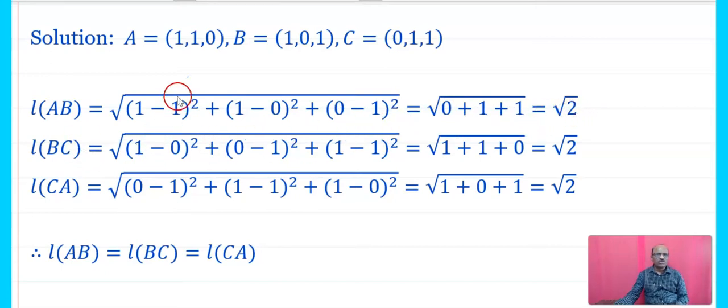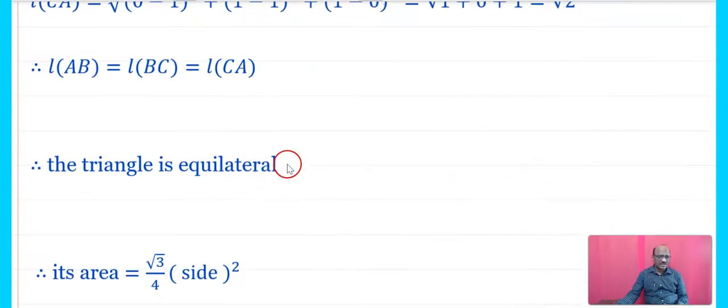BC is the root of (1 minus 0) whole square, next is (0 minus 1) whole square, and 1 minus 1, that is 0. Here is a 1 and 1 and that's 0. That is 1 plus 1 is 2, that is root 2. And the last is AC: 0 minus 1, that is 1. Next is 1 minus 1, again that will be 0. (1 minus 0) whole square, and hence we will have 1 plus 0 plus 1. That is 1 plus 1 is 2 and that is root 2. All the lengths are equal and hence the triangle is equilateral.